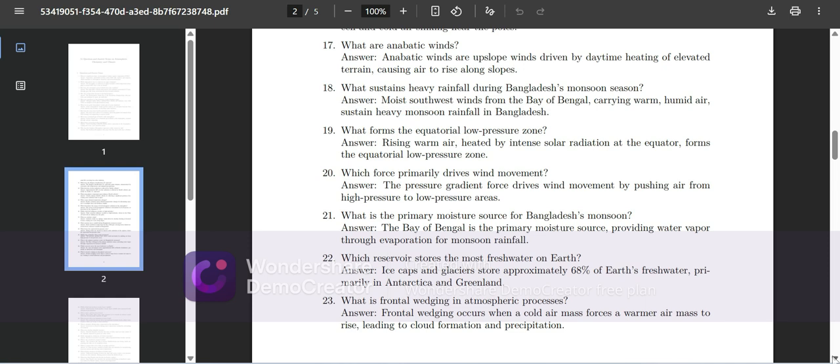What is the primary moisture source for the Bangladesh monsoon? The Bay of Bengal is the primary moisture source, providing water vapor through evaporation for monsoon rainfall.